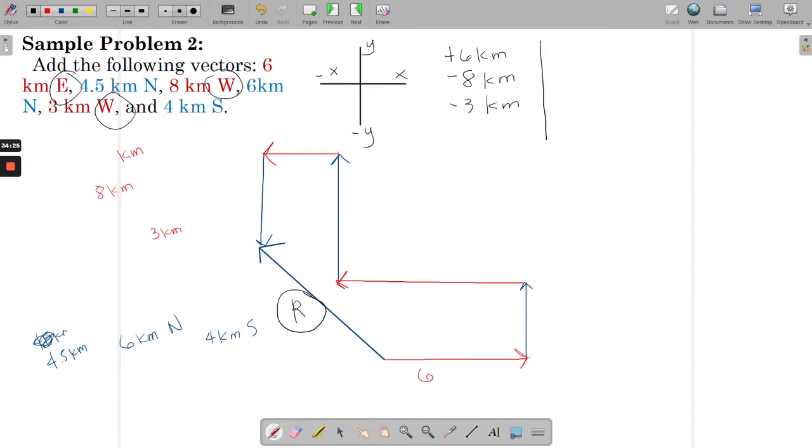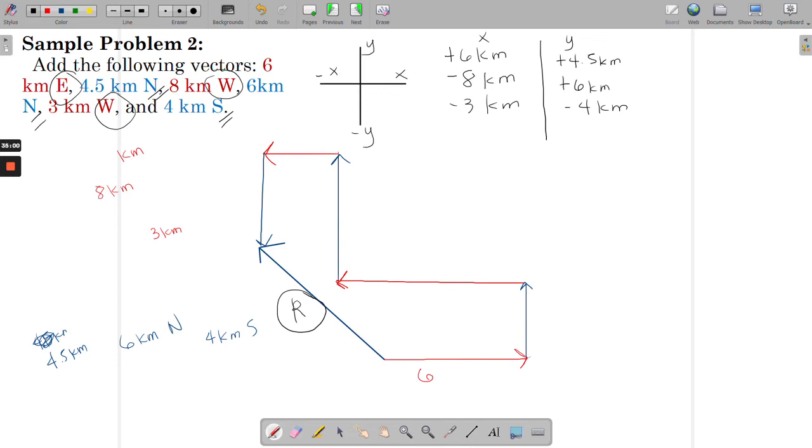The next one is you want to get all your y's. So for y's, it's all the north and the souths. Okay, so if the thing is going north, then it's positive. So you have your positive 4.5 kilometers. And the next thing is 6 kilometers, it's also going north, so that's positive. So we have 4 kilometers going south, so that's negative 4 kilometers.